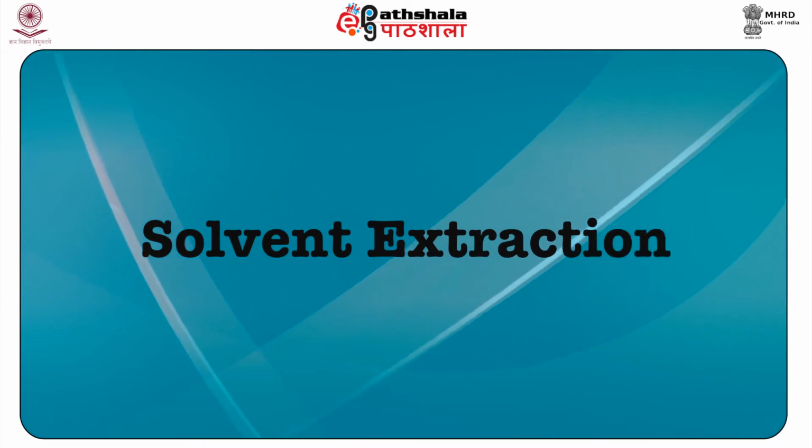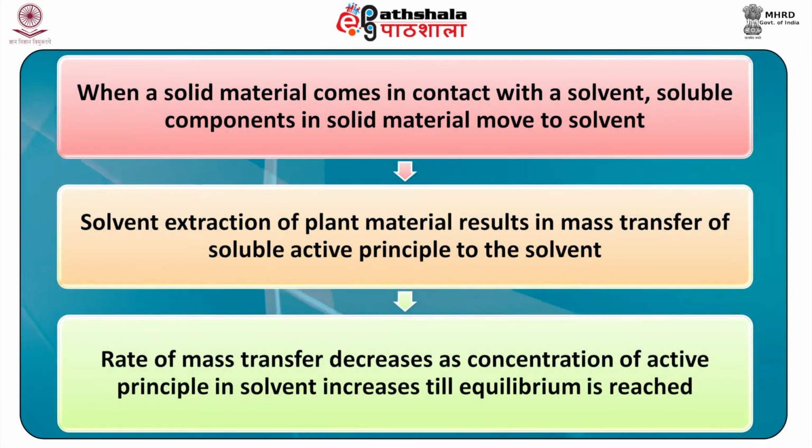Solvent extraction. The theory of solid-liquid extraction is that when a solid material comes in contact with a solvent, the soluble components in the solid material move to the solvent. Thus, the solvent extraction of plant material results in the mass transfer of soluble active principles to the solvent, and this takes place along the concentration gradient. The rate of mass transfer decreases as the concentration of the active principle in the solvent increases.